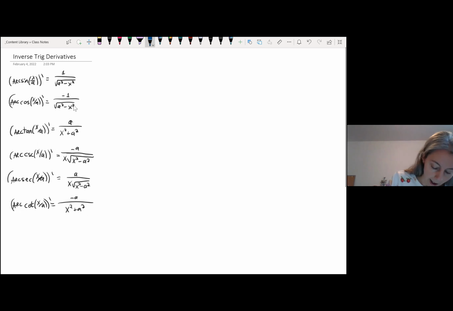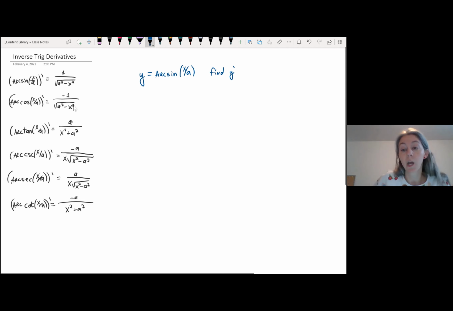So we're going to look at y is equal to arcsine of x over a. And our goal is we want to find y prime. In other words, y prime is equal to the derivative of arcsine of x over a. Well, in order to do this, we sort of have to use implicit differentiation. So the first step here is to take sine of both sides of this equation. And we're going to be using the fact that sine and arcsine are inverse functions. By definition of inverse functions, they're going to cancel each other out.